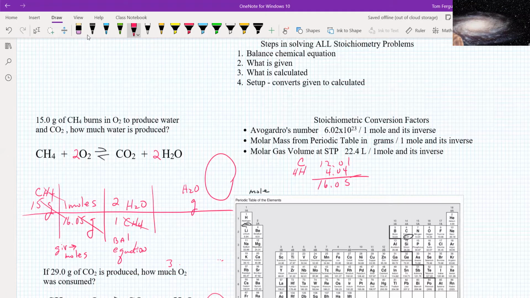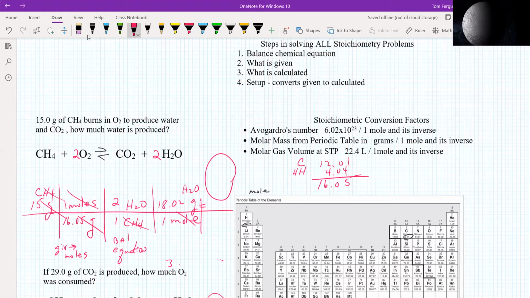Now we go from moles of water to grams of water. So that's going to be 18.02 per mole. So everything cancels except for grams of water. What are we trying to calculate? Grams of water. Now, every stoichiometry problem is going to have at least 3 steps. So when you set these up, make sure you've got 3 steps. Could be 4, maybe a little conversion to kilograms or something like that. They have to have these 3 basic steps.